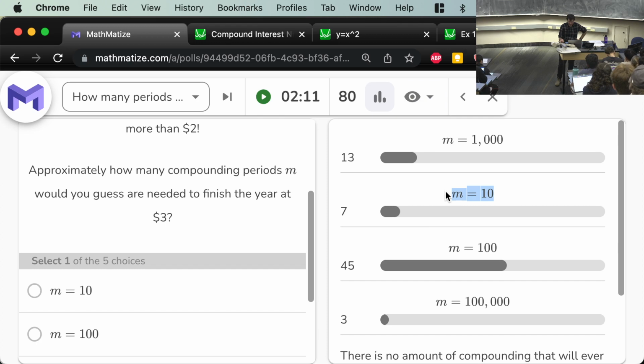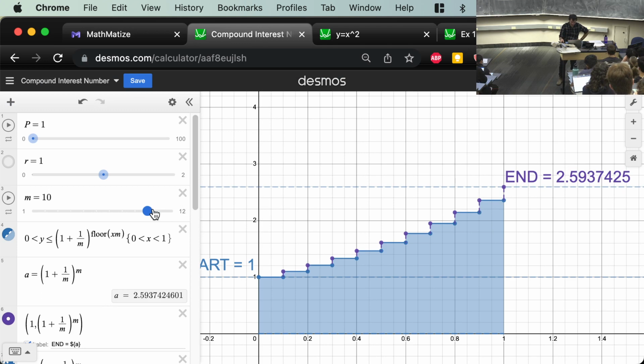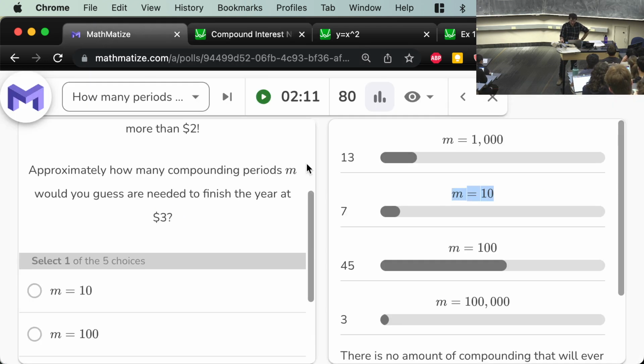OK, so if you chose 10, 10 is the only one you can be sure is not enough, because in Desmos we did 12 and we only got to 2.6. So 10 is definitely going to be less than 2.6. 10 only gives you 2.59. 12 only gives you 2.6. It's definitely bigger than 12. Is 1,000 enough? 13 people picked 1,000.